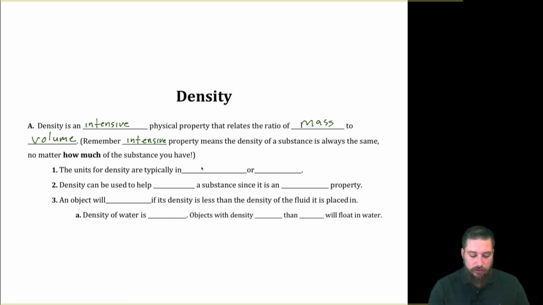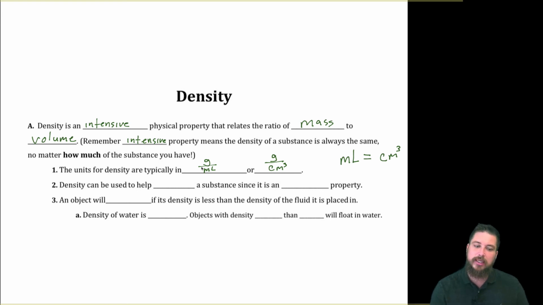Now, the units for density are typically, for this class, grams per milliliter or grams per centimeter cubed. What I'm going to let you know is that these units are actually the same exact unit, because a milliliter is equal to a centimeter cubed. They happen to be the same unit. So those two units, grams per milliliter or grams per centimeter cubed, are both the same unit.